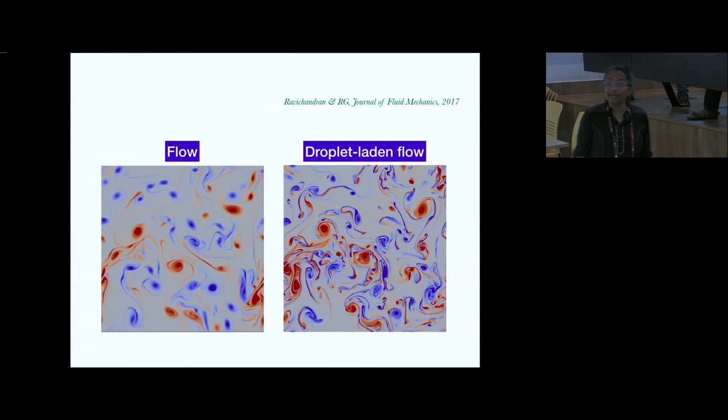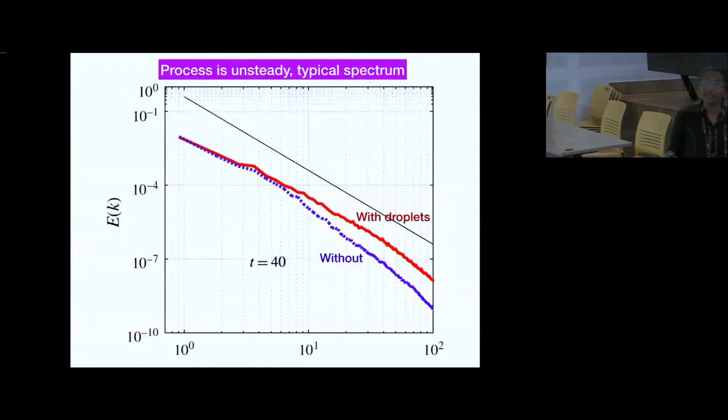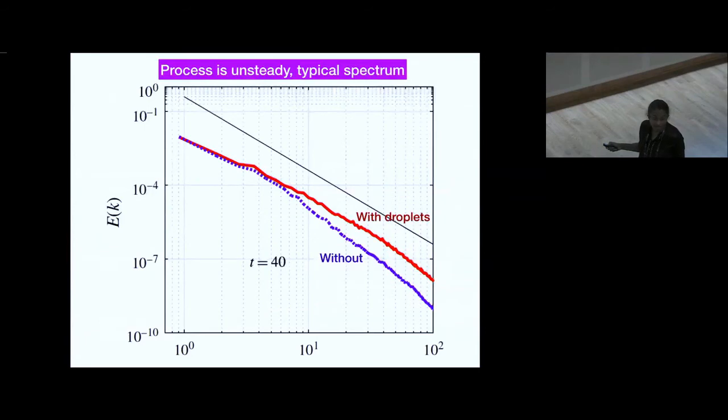Okay, so what does the resulting turbulence look like? This is the normal flow when we didn't have droplet inertia and the rest of it. And here's the droplet-laden flow. So you can visibly see small scales over here. And if you plot the spectrum, I cannot come to a turbulence meeting and not show a spectrum. So I put this in over the last 1 hour.